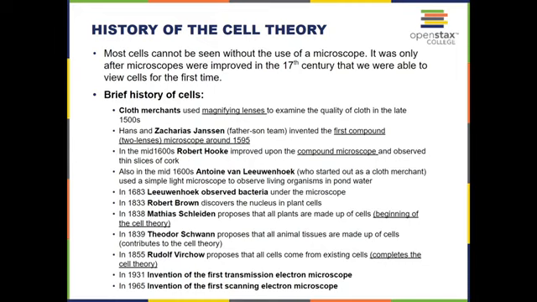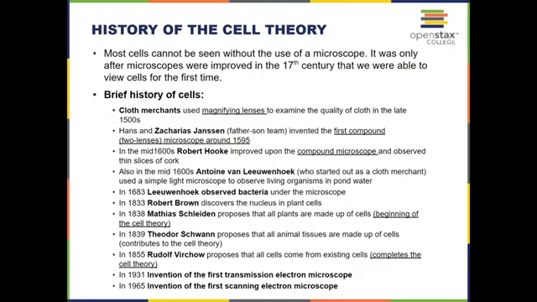Then we had Antoine van Leeuwenhoek in the mid-1600s. He actually started out as a cloth merchant, but he was able to use a modified simple light microscope to observe living organisms in pond water. He wasn't using a compound scope, he was using a fancier magnifying lens. And then in 1683, Leeuwenhoek was able to observe bacteria under his microscope.